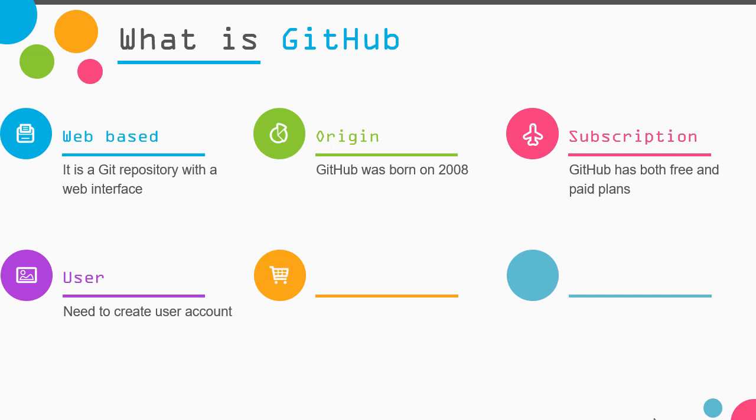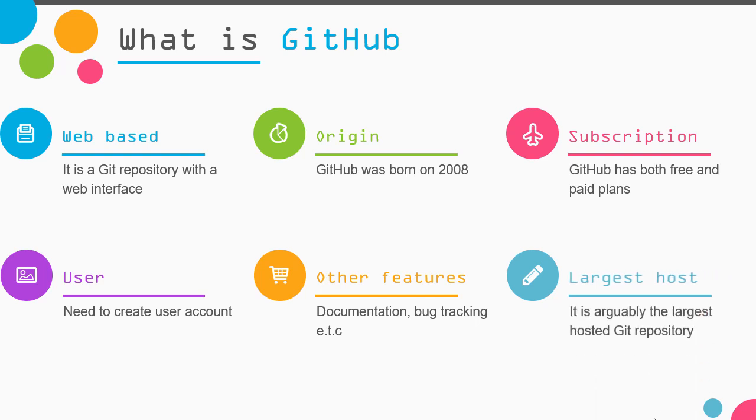A user must create an account in order to contribute content to the site, but public repositories can be browsed and downloaded by anyone. There are several other features of Git, such as documentation, bug tracking, issue tracking, wikis, etc. As of February 2016, GitHub reports having over 12 million users and over 31 million repositories, making it the largest host of source code in the world. Okay, now let's actually go to the web browser and visit the GitHub site.